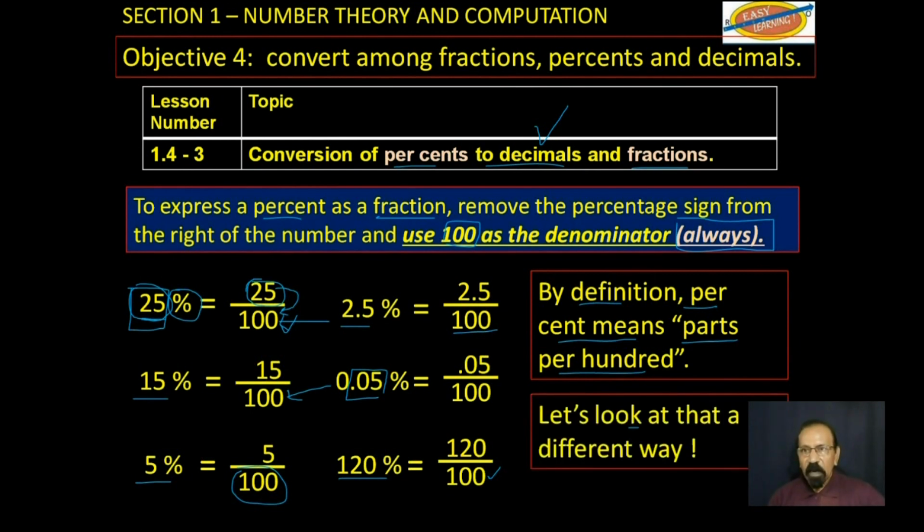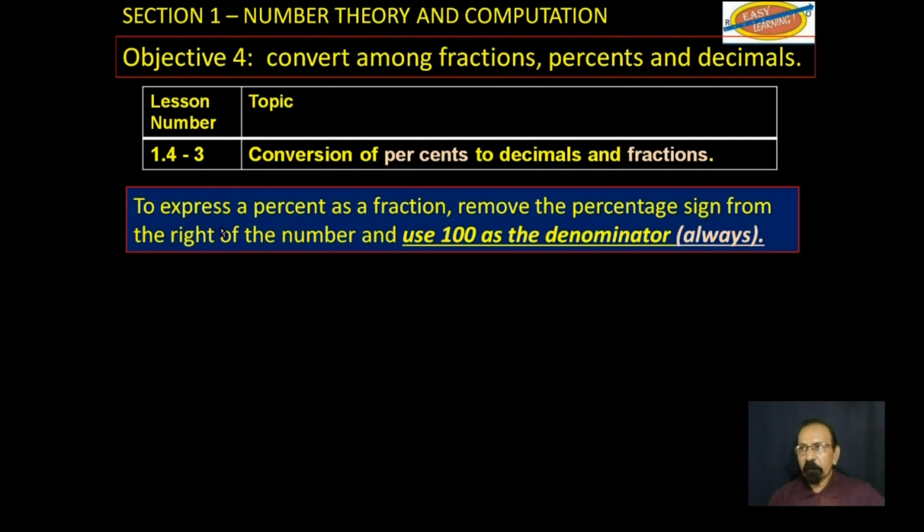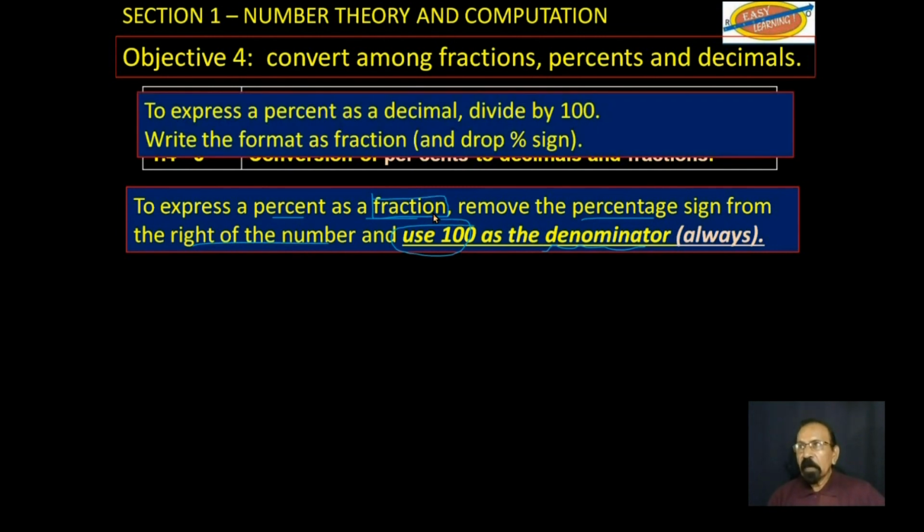So now let's look at that a different way. We said that to express a percent as a fraction, you remove the percentage sign from the right of the number and use 100 always as the denominator. Remember, we want it as a fraction, so we have to write it in a fraction format. Now, another way to look at it is you divide by 100 and you write the format as a fraction, not as a decimal, and you drop the percentage sign. We get the same thing.